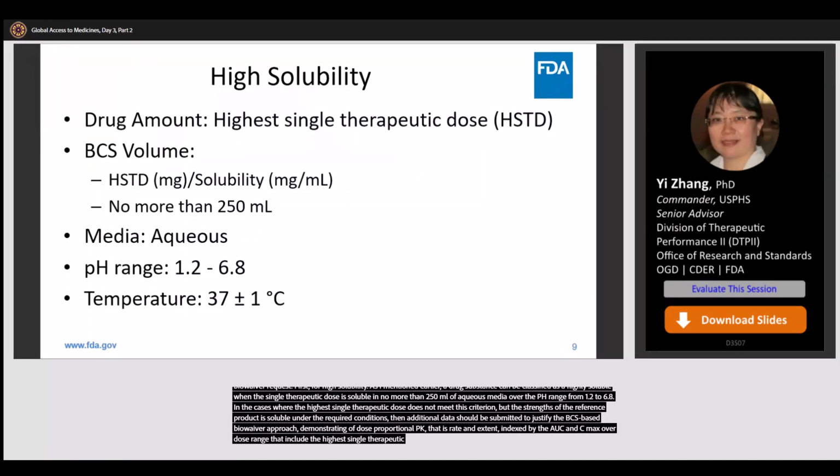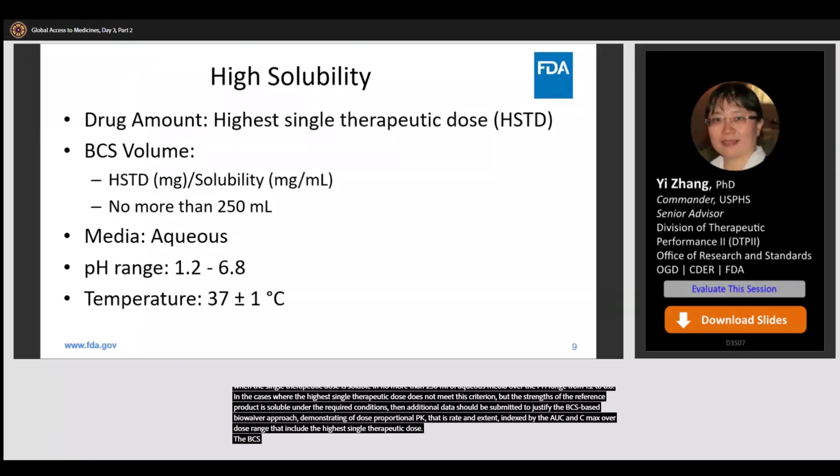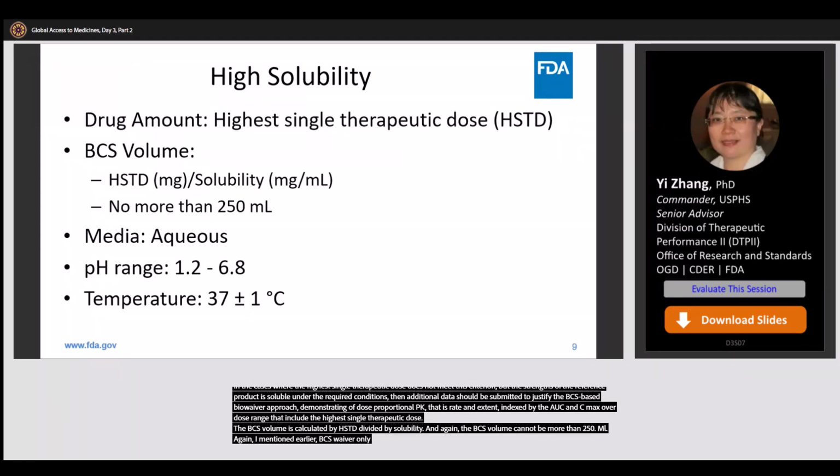The BCS volume is calculated by HSTD divided by solubility. And again, the BCS volume cannot be more than 250 ml. Again, as I mentioned earlier, a BCS waiver is only eligible when water is included for the mode of administration.